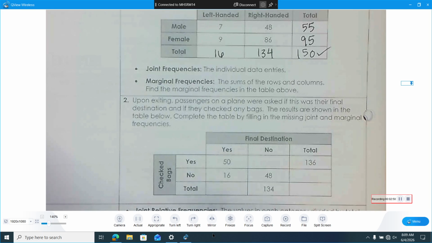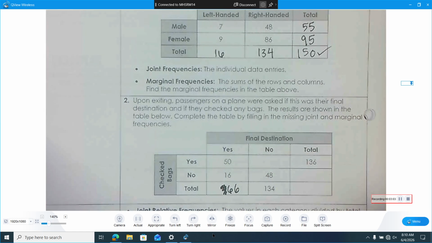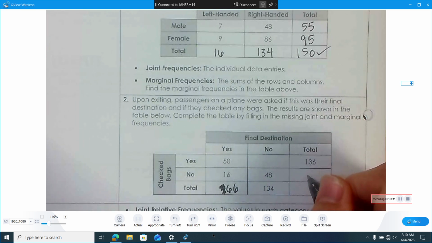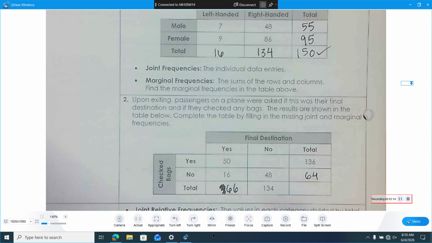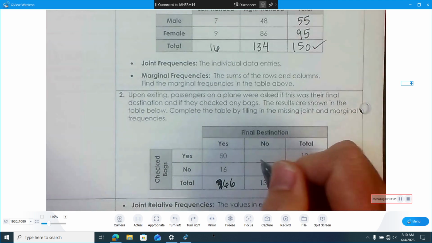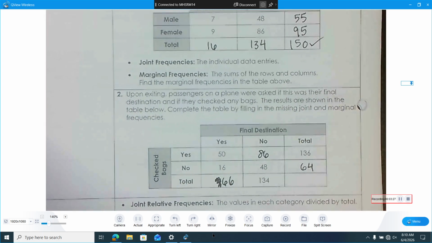So anyway, I guess I'm going to add first. 50 and 16 is 66. I thought it was 76 because it's the morning and I'm not awake yet. I can also add up pretty easily 16 plus 48, 64. Now, how do I get this one? We have a total, so we need to subtract part of it, so that would be 86. 136 minus 50 is 86.